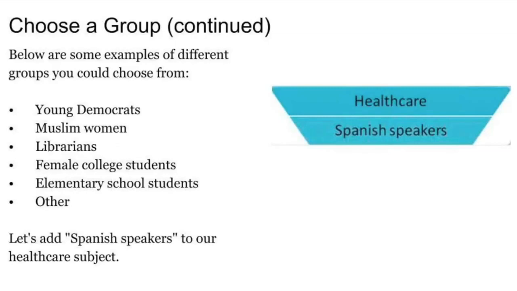Below are some examples of different groups you could choose from. Young Democrats, Muslim women, librarians, female college students, elementary school students. Let's add Spanish speakers to our healthcare subject.